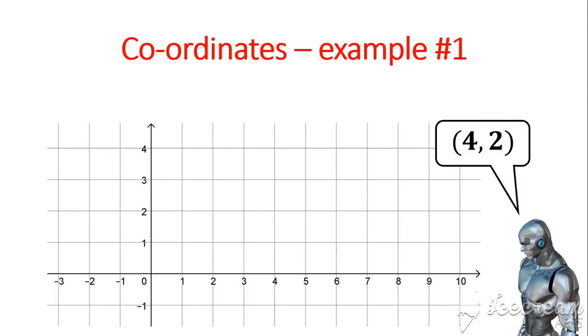So let's show you example 1, how to plot the point (4, 2). Always start at the origin, and the 4 tells us to move 4 squares sideways. It's a positive 4, so we're moving positive 4 to the right. The second number is a 2, it's a positive 2, and it tells us to move 2 squares up. So we're going 4 squares across and 2 squares up to get to this point right here, which is the point (4, 2).